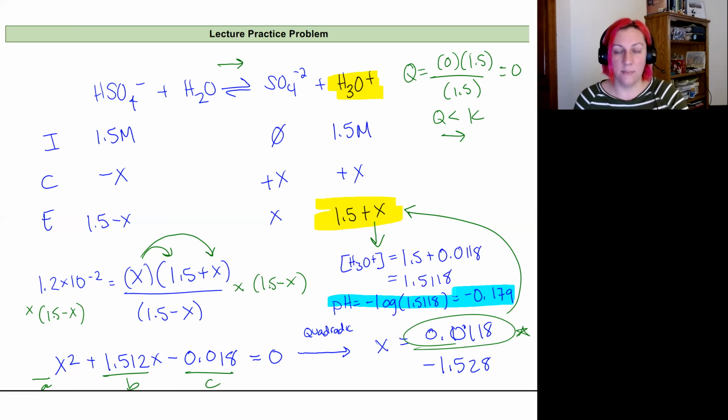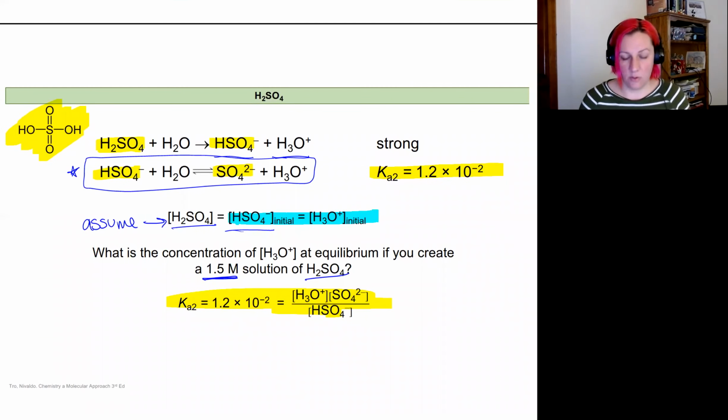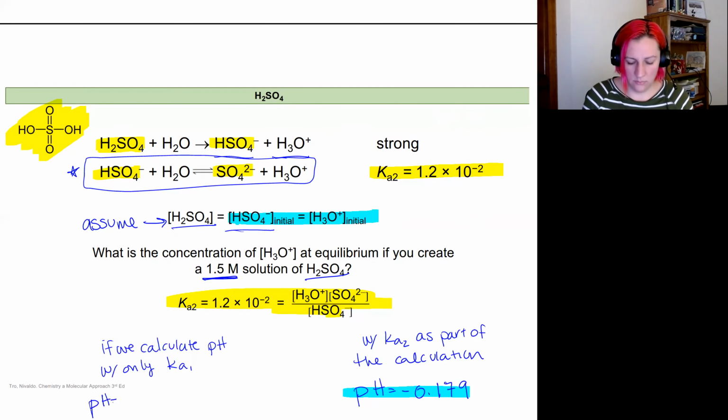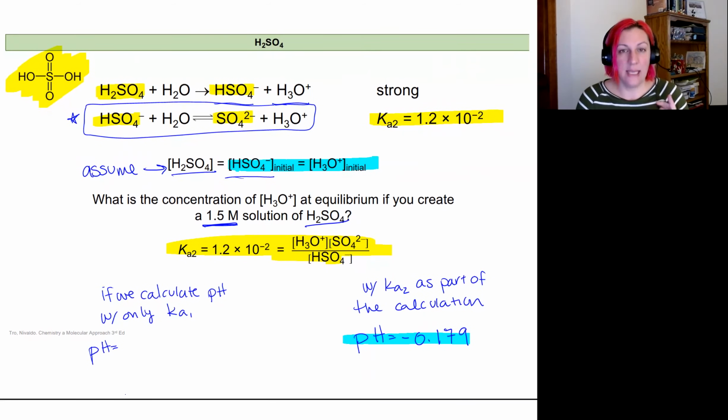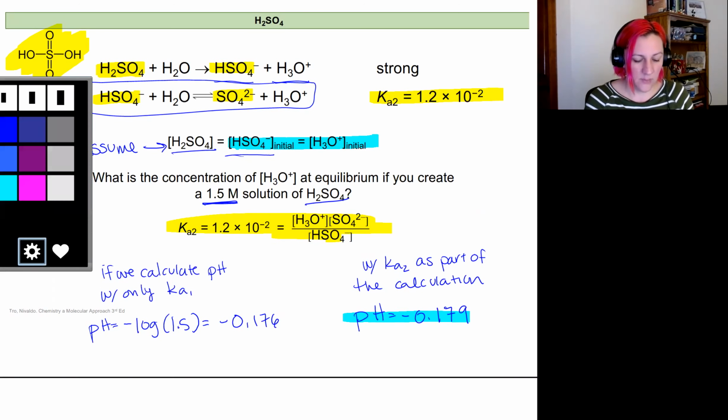Let's actually go back and compare this. I found from my second one that if I take into account Ka2... so if we only calculate pH using Ka1, if we just looked at that first reaction of all of our H2SO4 dissociating, we would be using that 1.5 molar. So pH would be equal to the negative log of 1.5 rather than the negative log of 1.5118. And that gives us a value that is negative 0.176. So I'm going to highlight that a different color.